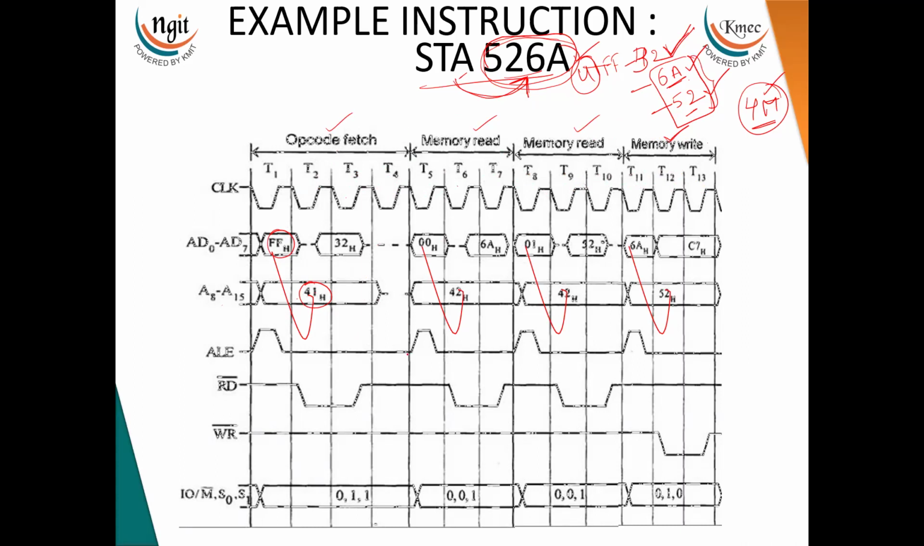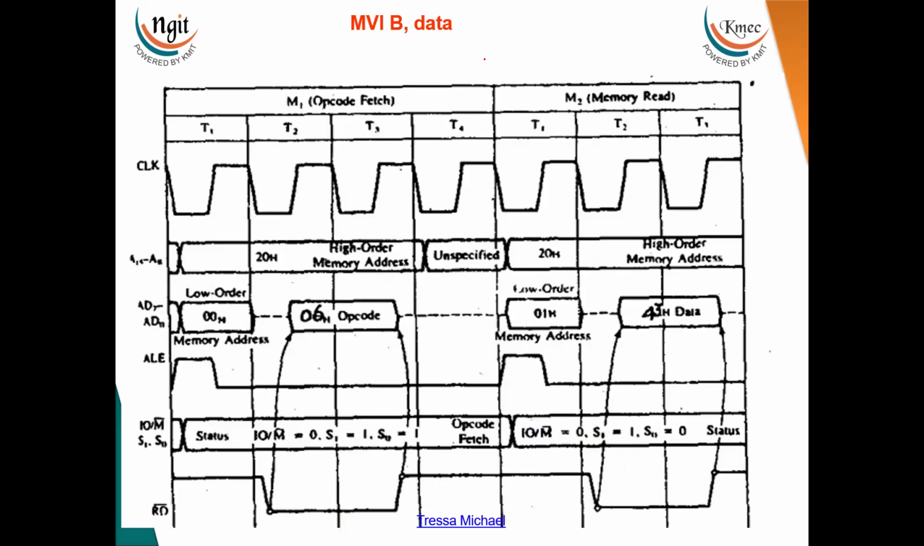Up to here, the opcode fetching and the next memory reads are read operations. Coming to the last one, the memory write, a write operation is taking place, so it needs to be indicated, and accordingly the status bits are shown here. If you combine all these 4 together, that is the instruction timing diagram for STA 526A. Similarly, consider MOV B comma data, or MOV B comma 43.